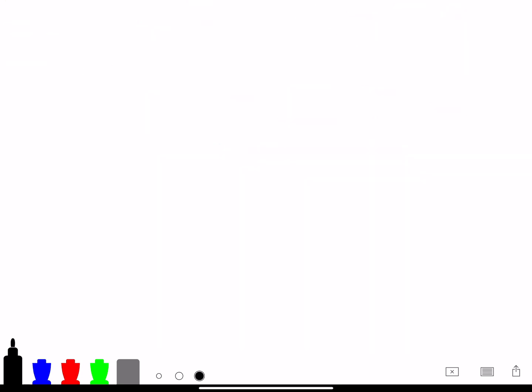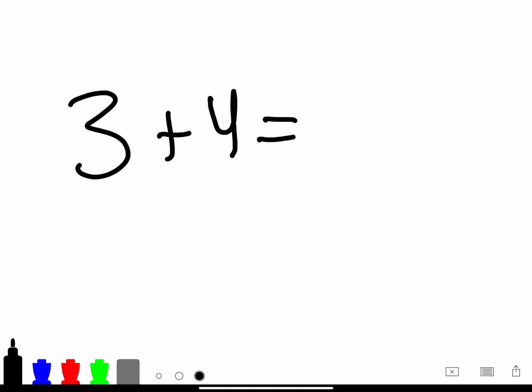Okay, now we're starting chapter 2 in Big Ideas. So we finished chapter 1, which is pretty exciting. But I'm going to do a quick review from chapter 1. So if you guys see a problem, 3 plus 4 equals 7. Now, what are a couple of things you can tell me about this problem? Some big first grader math vocabulary terms.